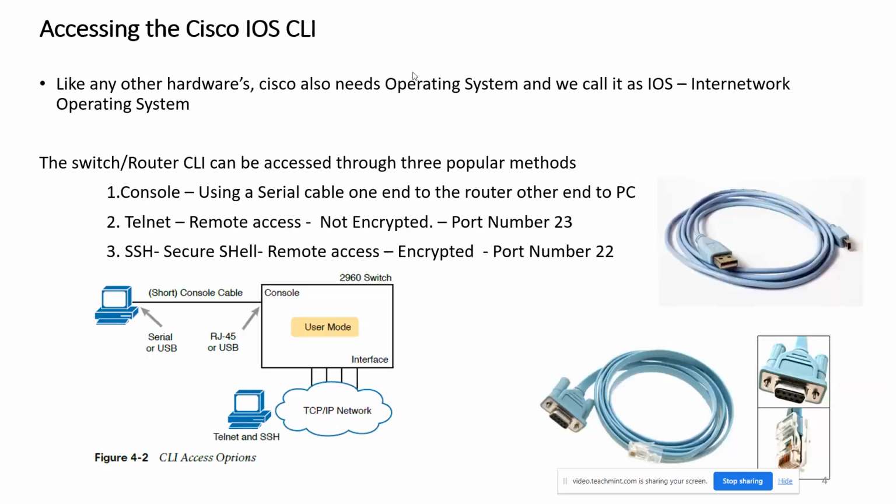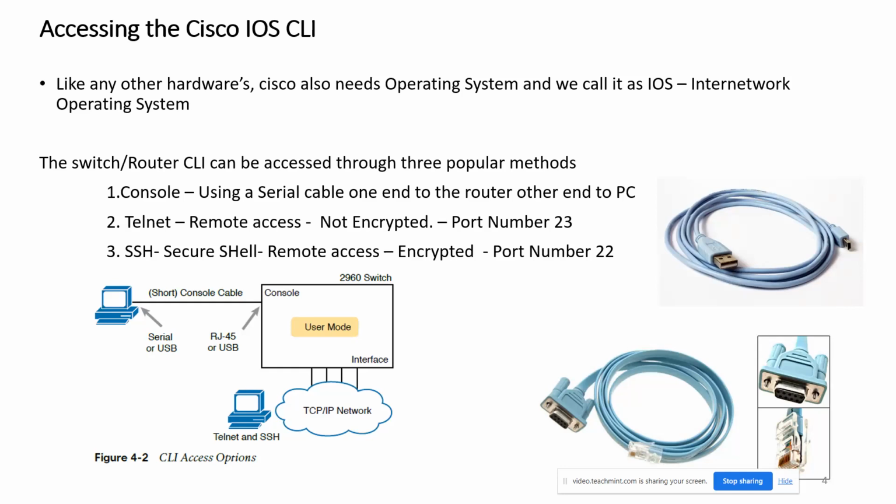Okay. Next is accessing the Cisco CLI. Now I told you that with the help of the CLI, we give commands to our devices. But how do we access the CLI? How do we communicate with the CLI? We can communicate with the CLI using three different methods.